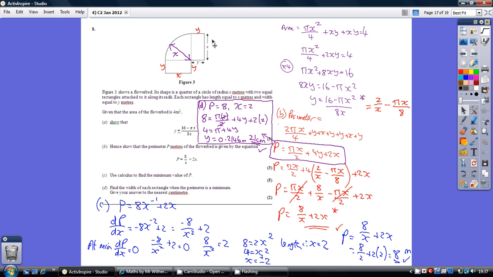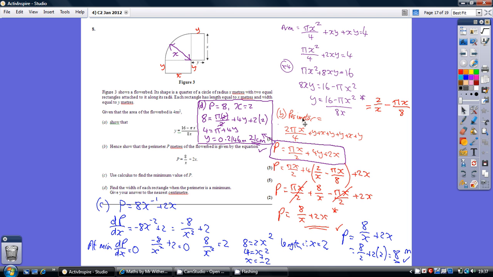So we've got a quarter circle, so that's why that's pi x squared over 4 plus the two rectangles together equaling 4. So gather up your two rectangles, multiply through by 4 to get rid of this dividing by 4, we get this. Rearrange and making y the subject, we get what we needed to show.